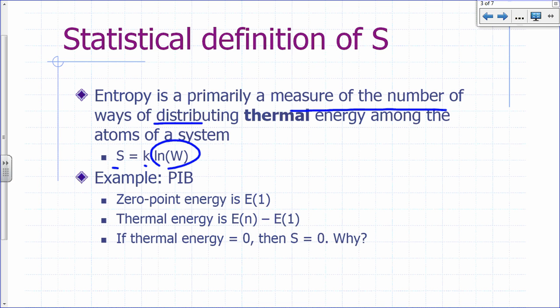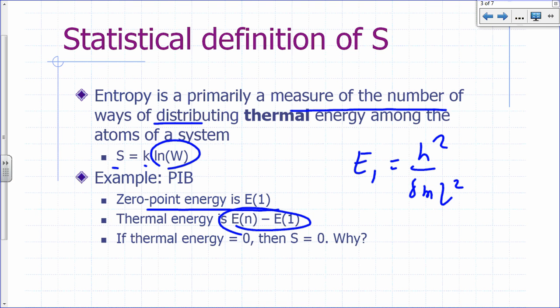What's the thermal energy? That's the difference between the actual energy of the system and its 0-point energy. For example, in a particle in a box, what was our 0-point energy? It's h squared over 8ml squared, right? So the difference between whatever energy you have minus the 0-point energy, that's called your thermal energy. So if thermal energy is 0, then you say your entropy is 0. Why is that? If there's no thermal energy, how many ways can you distribute nothing to the atoms of your system?